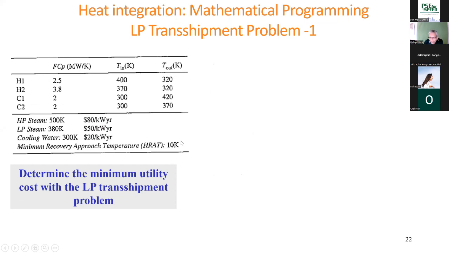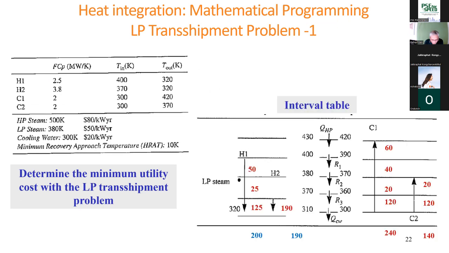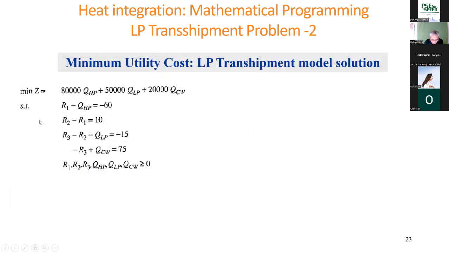So if we do the interval table, I will not go through all this as before, but from the interval table, we will write the mathematical form of the equations for the optimization. And so we have now an objective function that will be minimized with respect to cost and with respect to the reboiler duties. And then we have the linear equations, and we have all this.